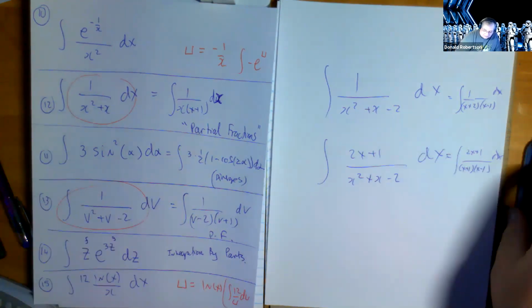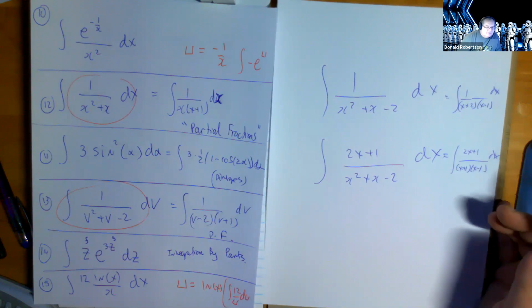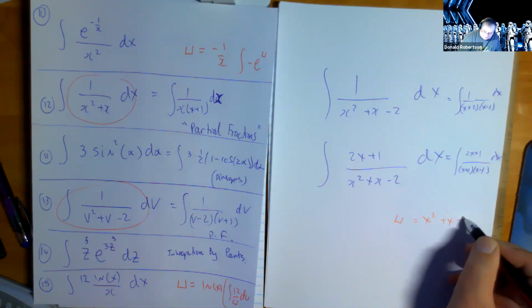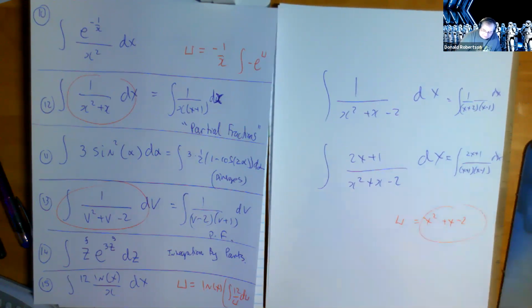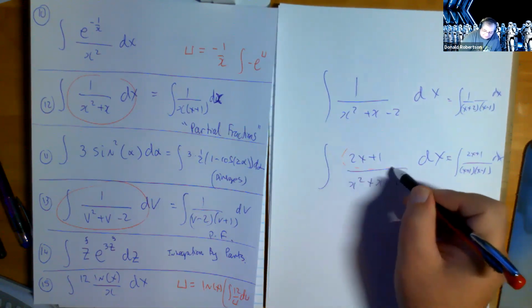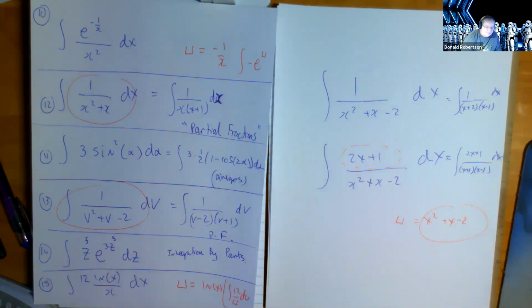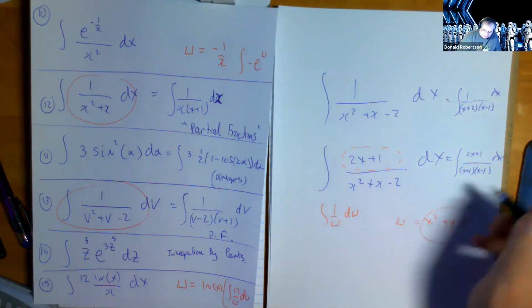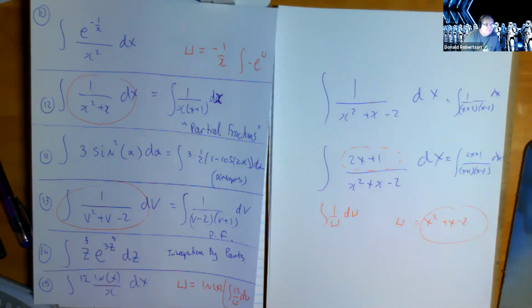I don't think anyone's caught it. I'm about to tell you. It's a U sub. What do you get when you differentiate that? So that ends up being 1 over U du. Do you think that's going to be less work than this? Would this work? For sure.